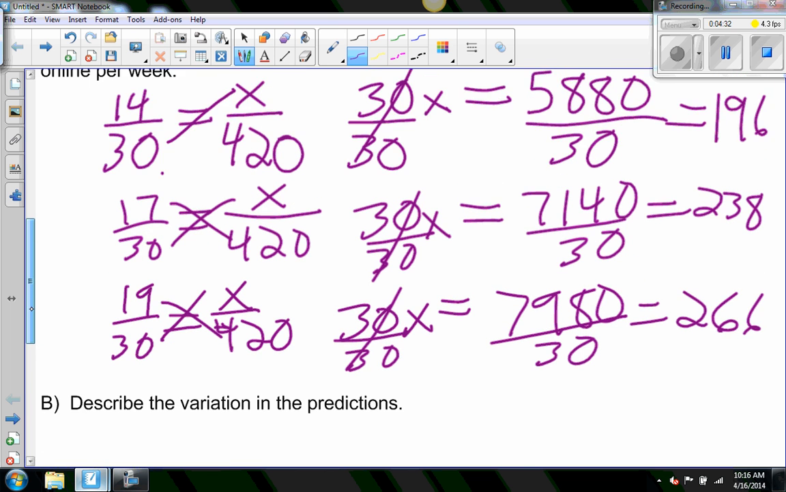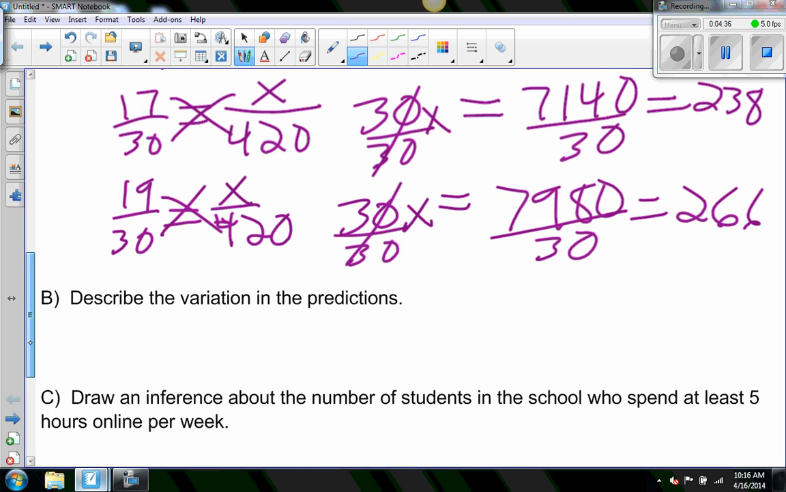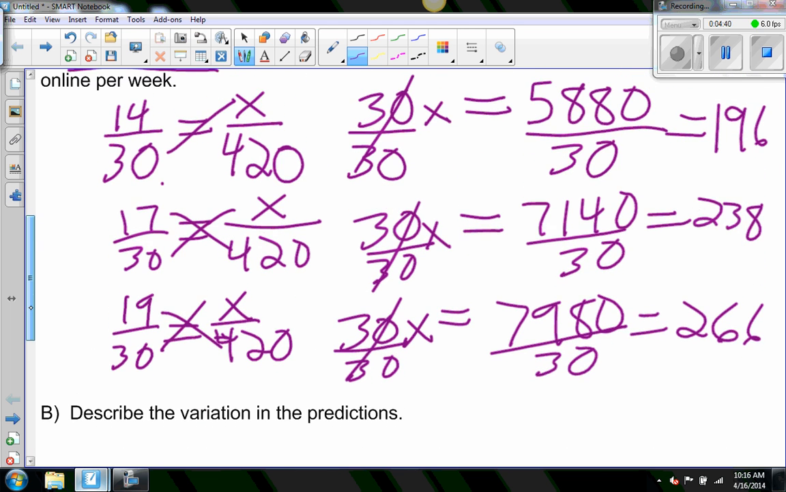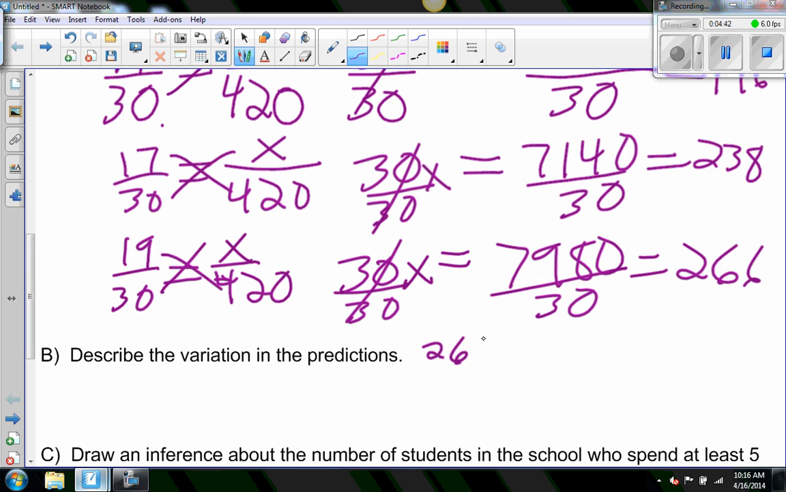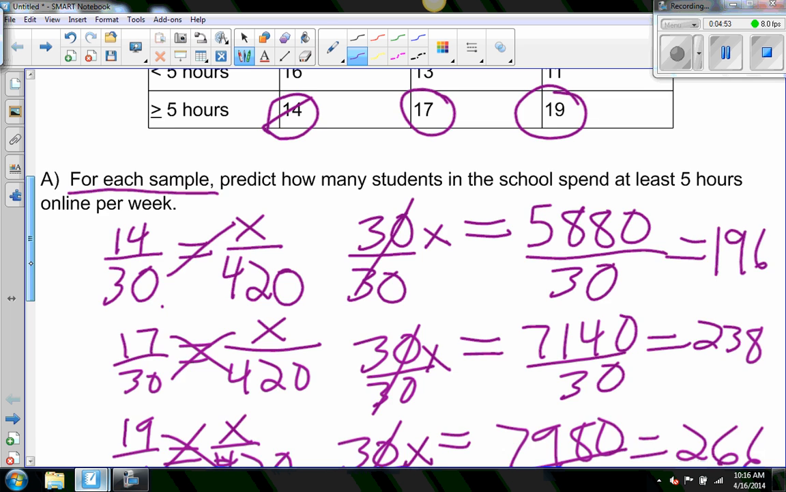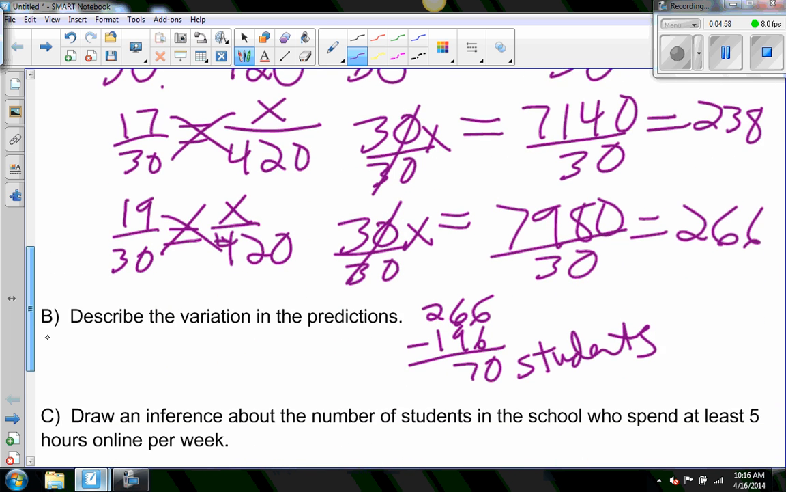So 3 different numbers. Part B says describe the variation. Well, variation, how much does it vary? From 266 to 196, it varies 70 students, right? There's a 70 student difference between sample 1 and sample 3 for our predictions that we made.